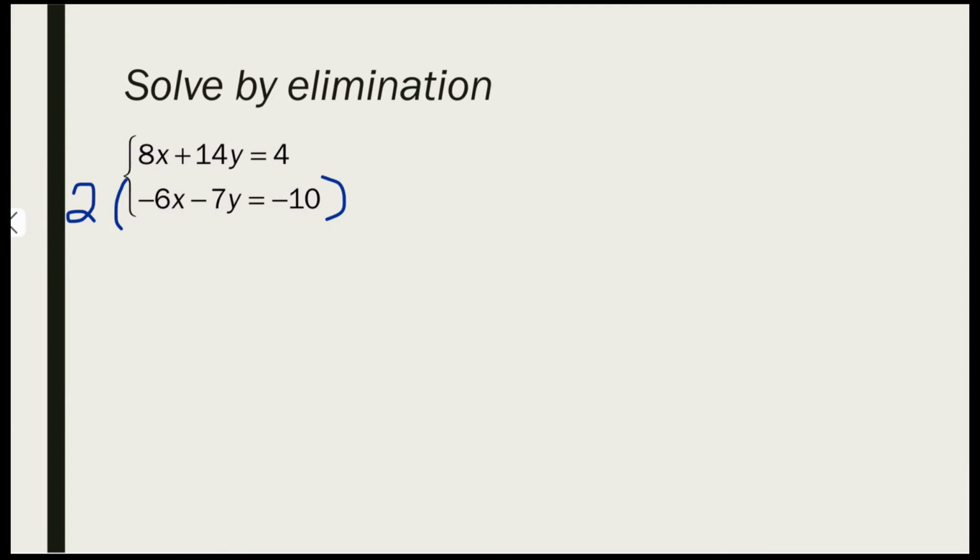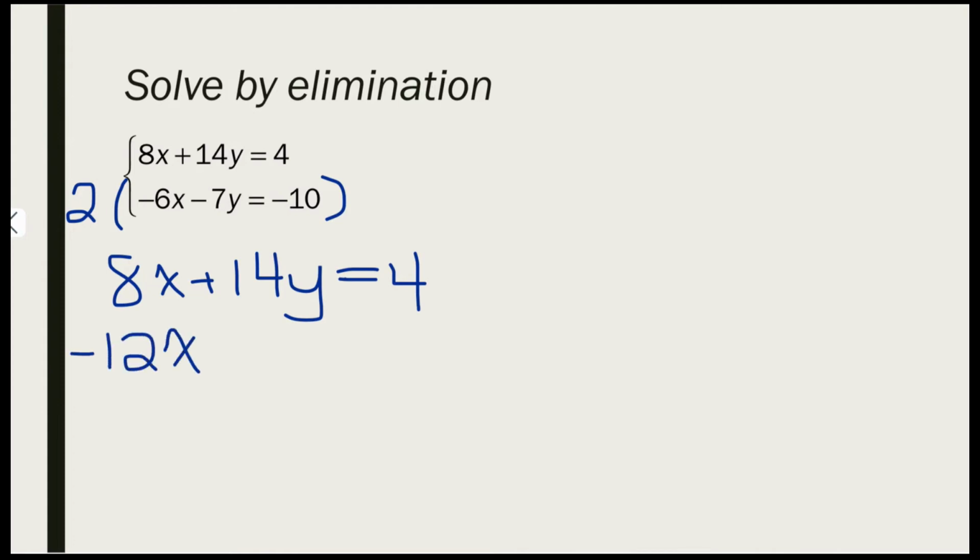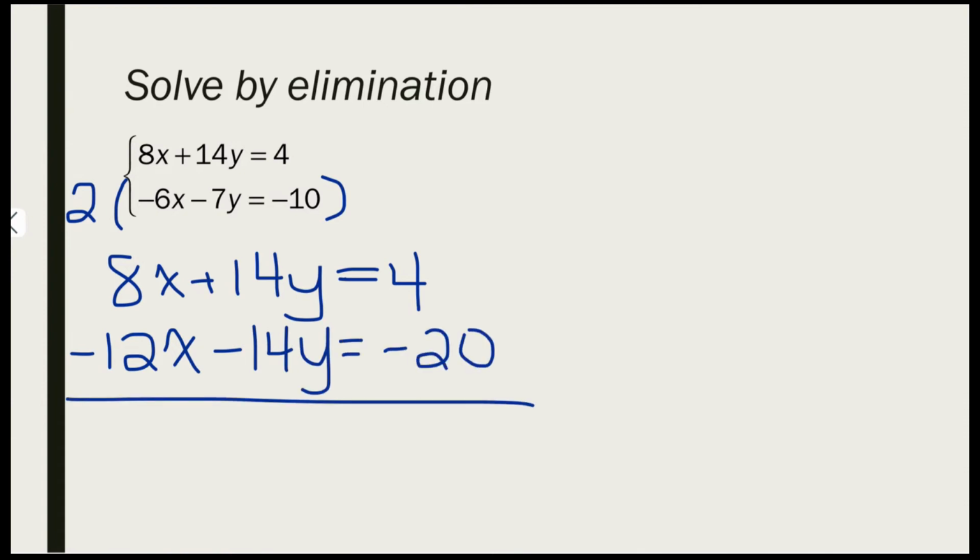So my top equation stays the same. 8x plus 14y is equal to 4. My bottom equation is going to be rewritten because we multiplied every part of it by 2. Negative 12x minus 14y is equal to negative 20. Now remember, we want opposite coefficients, so we want that plus 14 and that minus 14. Adding these vertically, I have 8 minus 12x, which gives me a negative 4x. These 14y's cancel. That was the whole point of this process. That's going to equal 4 minus 20, which is a negative 16.